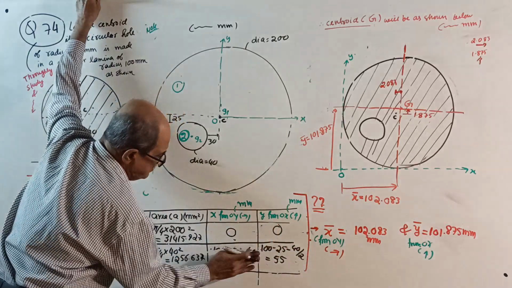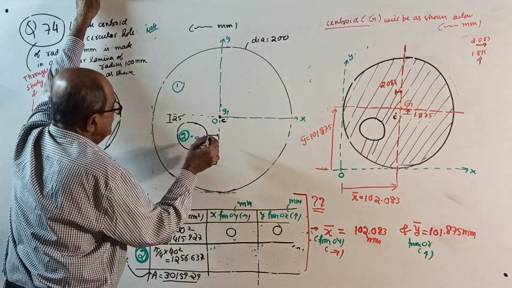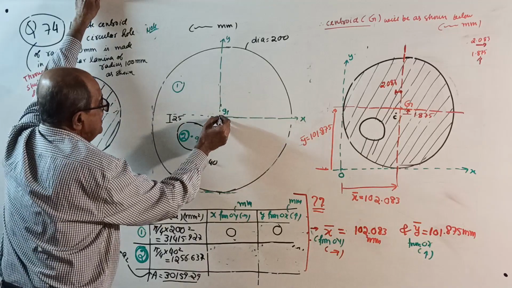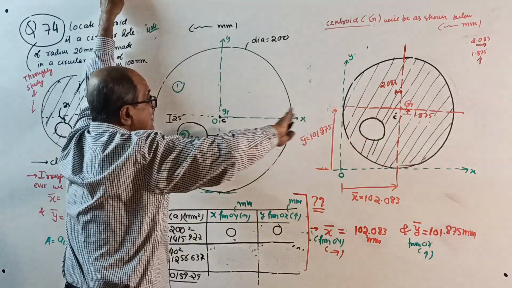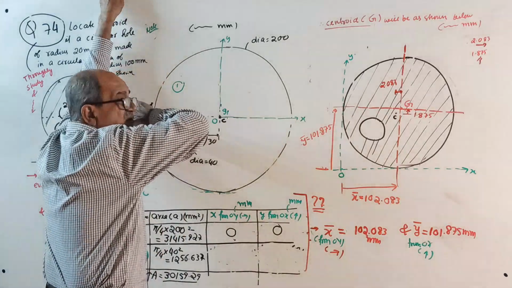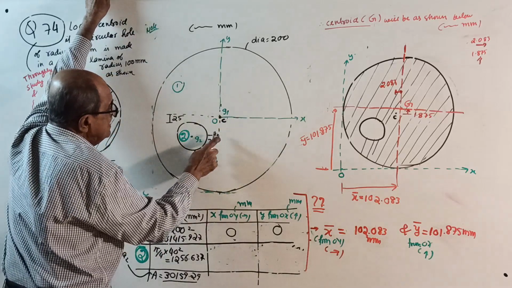And this will be very, very careful now. See, now what about this distance? See, G2 is here. Our X is to right side. Make a note, our X is to right side. But G2 is to left side by how much?